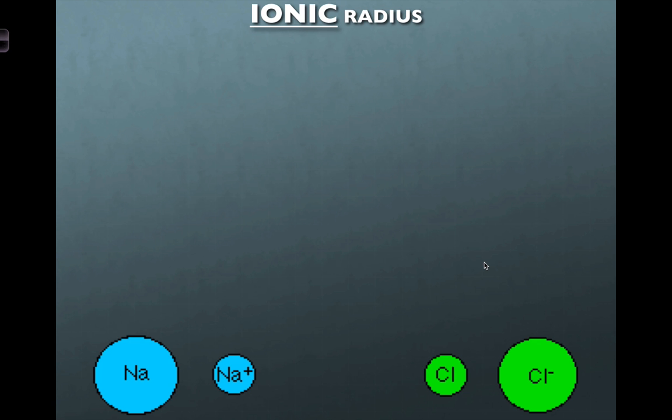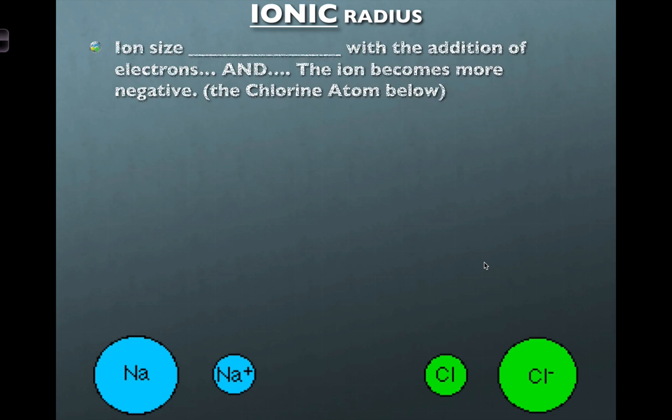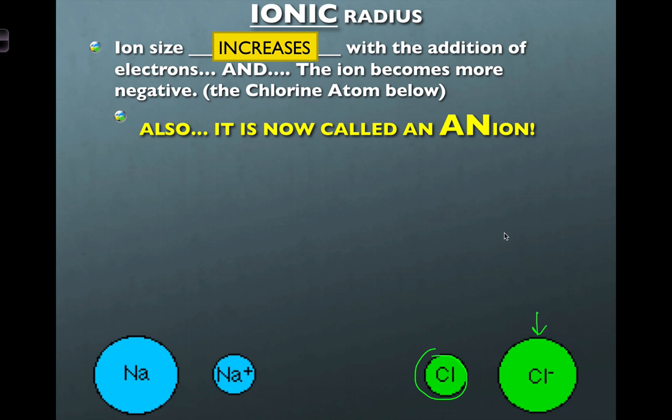The next term we'll look at is ionic radius. So we know what atomic radius is, but now we're on ionic radius. So now we're talking about atoms that are charged. What we can say is that ion size increases with the addition of electrons, and the ion becomes more negative as well. If we take a look at an example of the chlorine ion down below, here's the chlorine atom right here, but if it gains an electron, notice what it looks like now. It's bigger and it has a negative charge. We call negative ions anions. So this is the chloride anion.